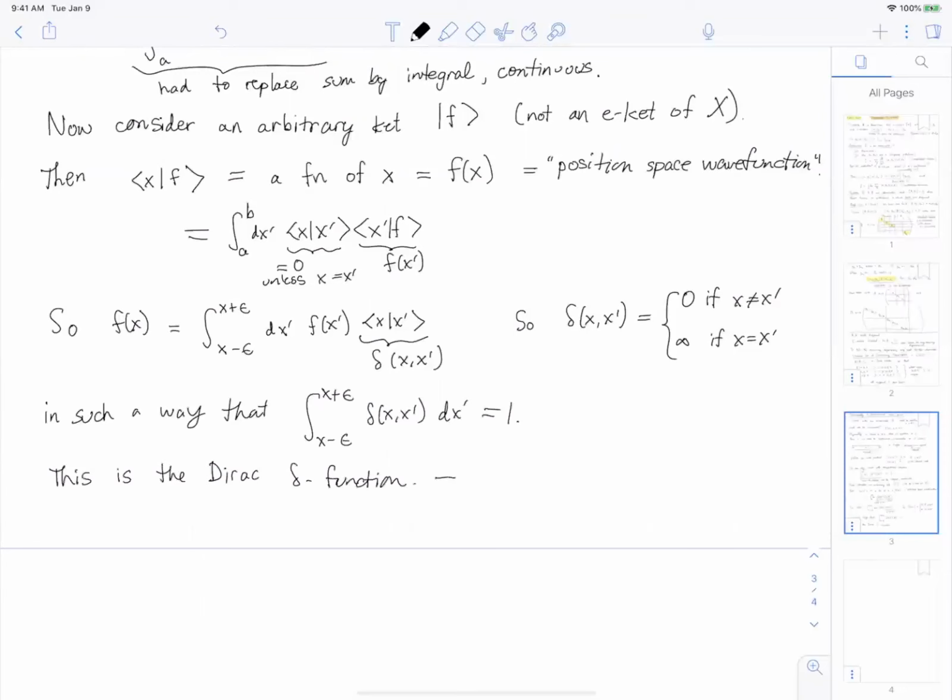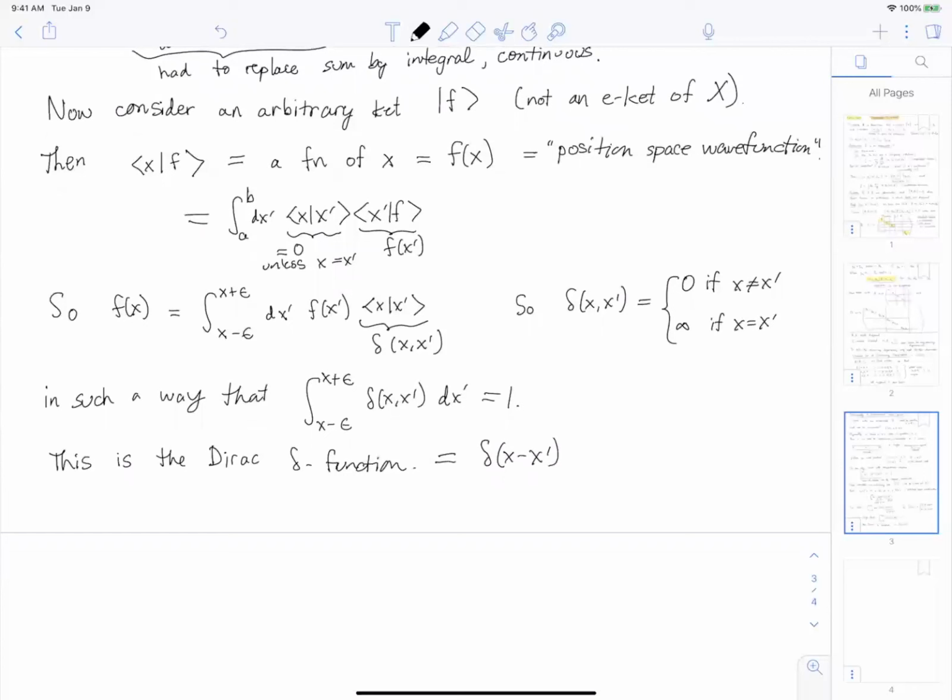Okay, and so this is the Dirac delta function. The way I've written it, it's a function of x and x prime, but it's actually only a function of x minus x prime. It only depends on their difference. And you can think of this as the limit of some very narrow, very peaked functions.